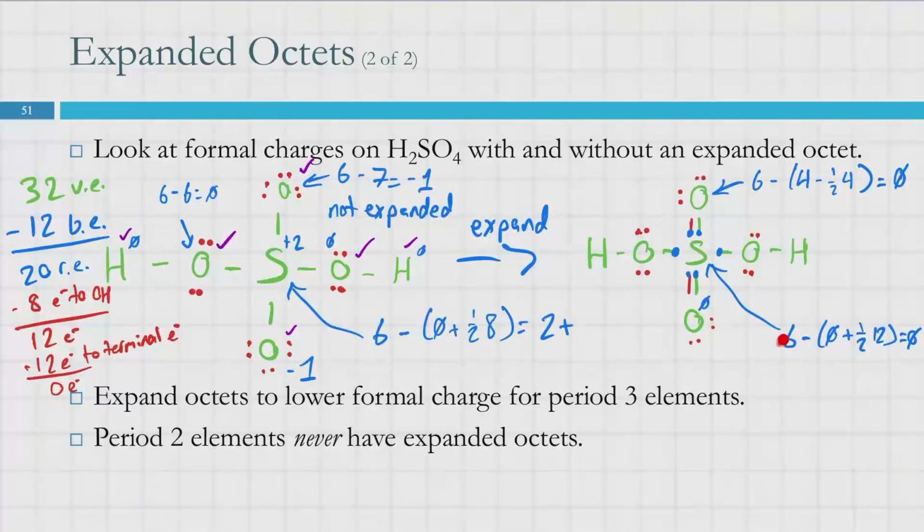So by expanding our octet and adding in these double bonds, according to formal charges, we've made a better Lewis structure than the not expanded octet version. So this structure on the right is good because it lowers our formal charges. Questions about how much fun we're having with formal charges?